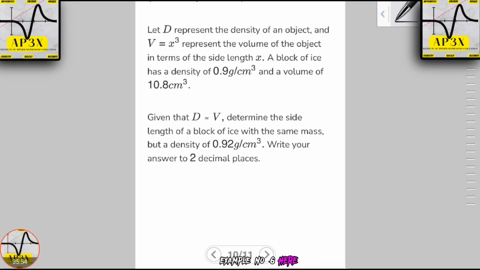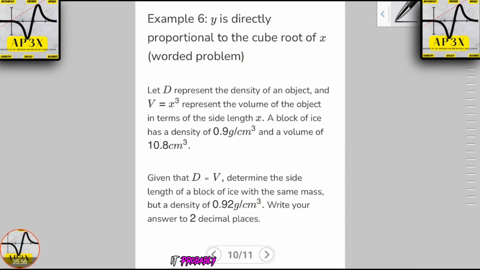Example number 6 here. When you read this, it probably comes off a little bit awkward with these grams per centimeter cube. Please don't pay much attention to the unit of measurement. The unit of measurement doesn't have anything to do with your calculation. It's just telling you the unit of measurement for whatever we are talking about. Density is gram per centimeter cube and volume is centimeter cube. So do not put this unit of measurement in the calculation, just focus on the numerical values.